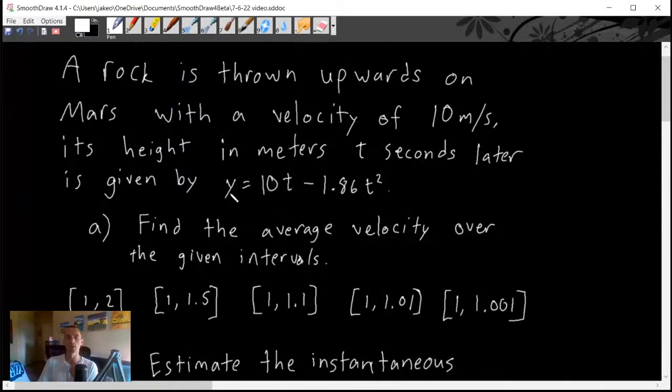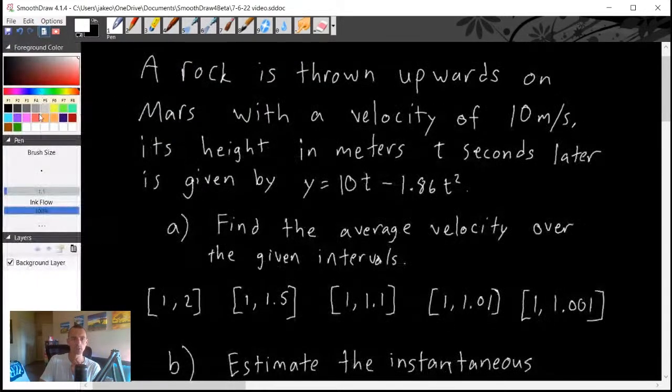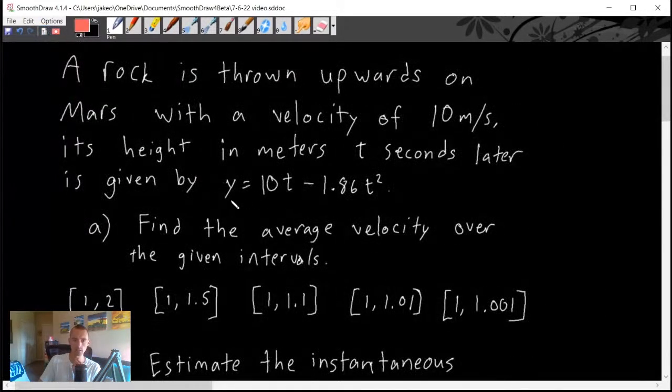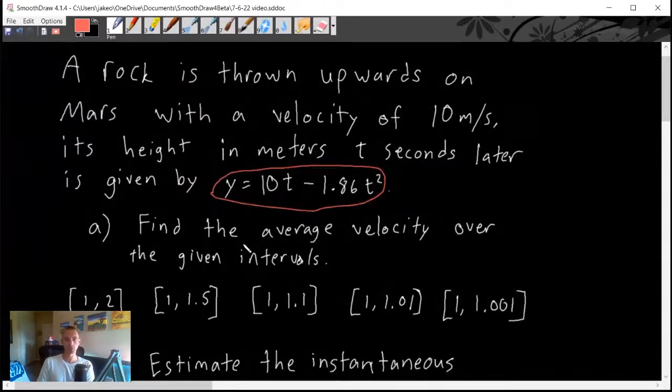Basically, this equation tells us the height of the rock t seconds after it's thrown. We know it has an initial velocity of 10 meters per second. That's baked into the problem, and it's where this 10t comes from. We know this function is going to accurately model the rock's height t seconds later.